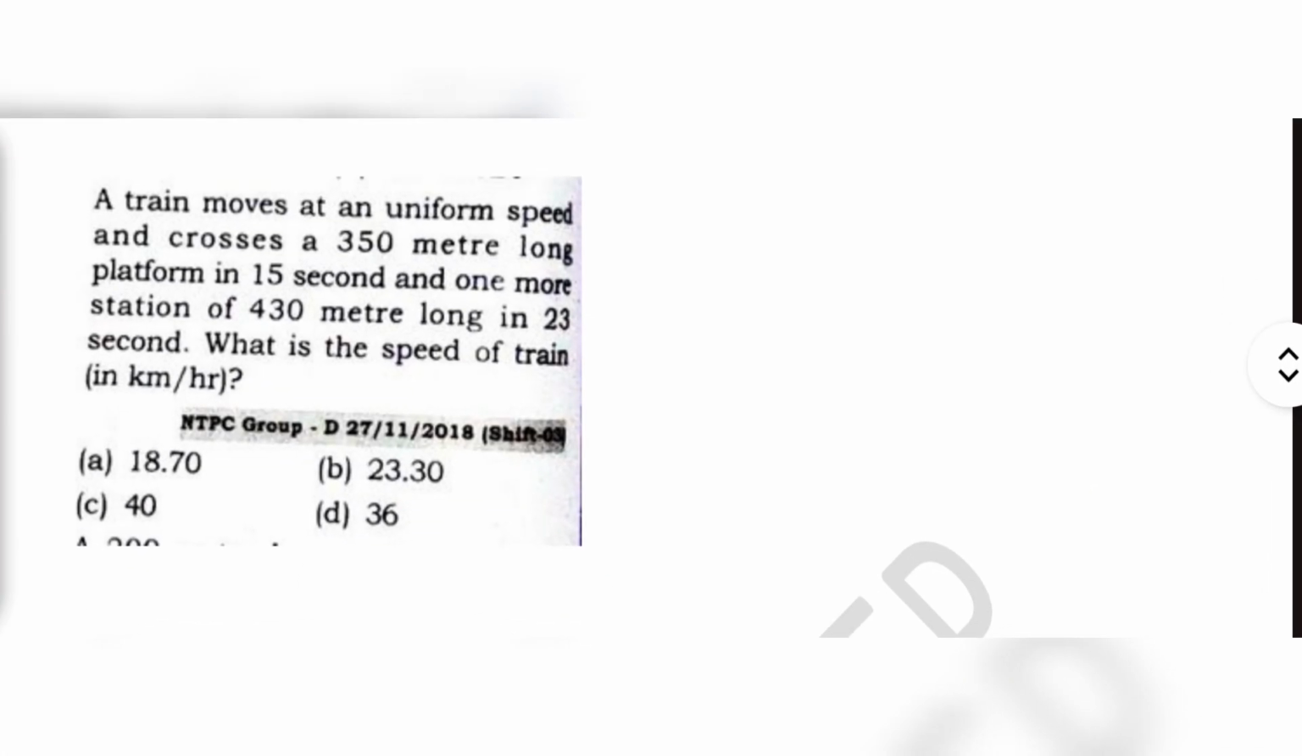A train moves at a uniform speed and crosses a 350-meter long platform in 15 seconds, and then one more station of 430 meters long in 23 seconds. What is the speed of the train? There's a train, we don't know its length, but we know that it crosses a 350-meter long platform.